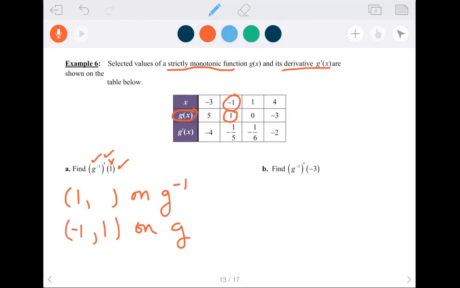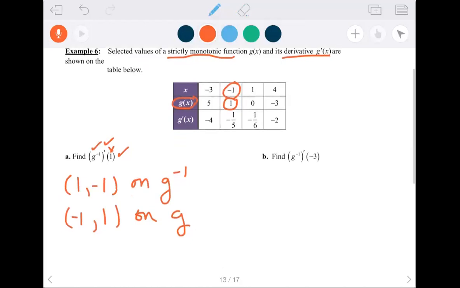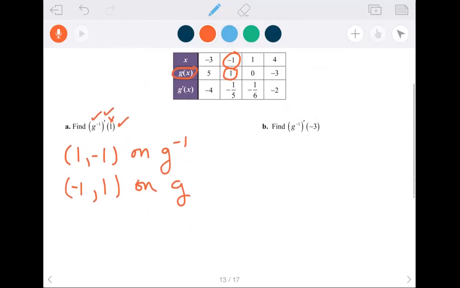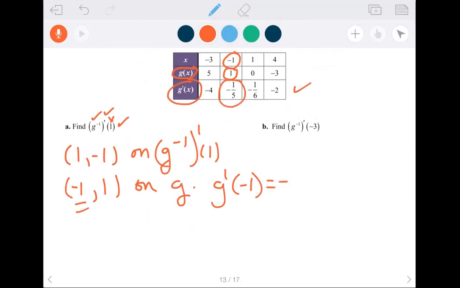That gets me my image points, or I think I might have called them corresponding points, but they're image points on that reflection over the line y equals x. I'm in search of g inverse's derivative at 1. Well, I can't find g inverse's derivative because that hasn't been handed to me on my table. But I can find g prime at -1. I can find the derivative on g right here. I just go to g prime of -1 and I say it's -1/5.